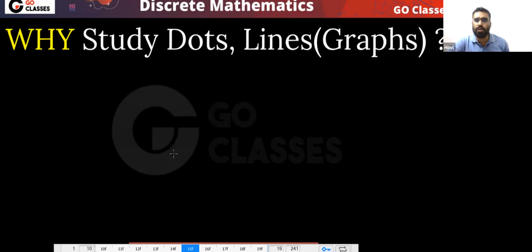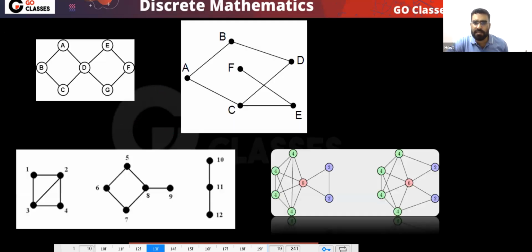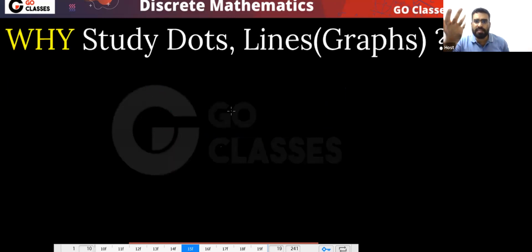Now, why do we study dots and lines? Why are they interesting? For example, if I study this structure, these dots and lines, what will I do with this? Why do we study graphs? Because a graph is nothing but some dots and some lines which are connecting those dots. So what is the reason? Can anyone tell me why you are studying graph theory?